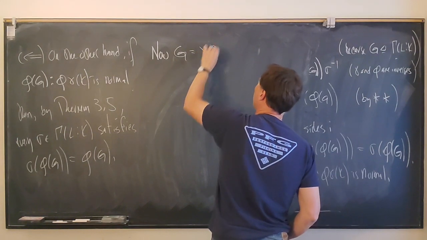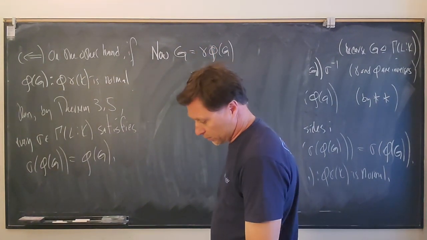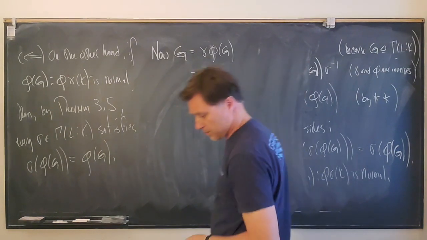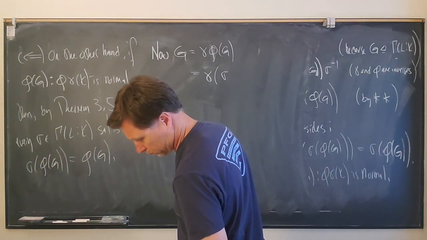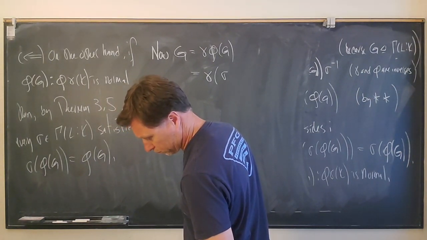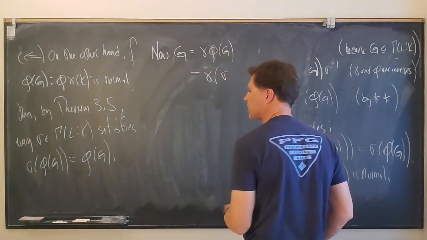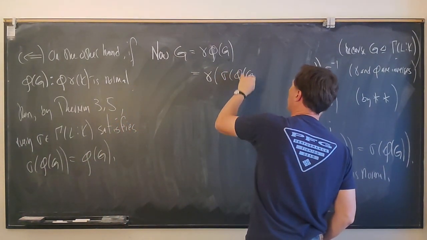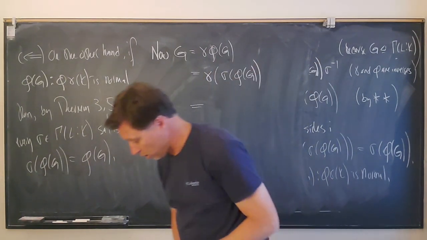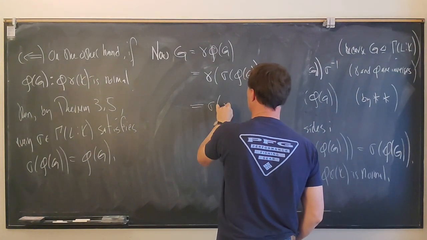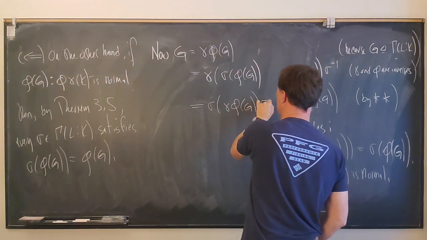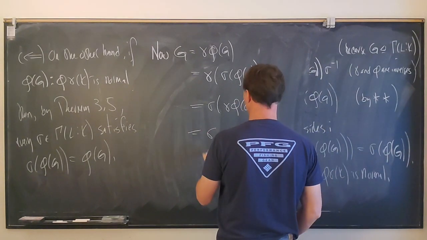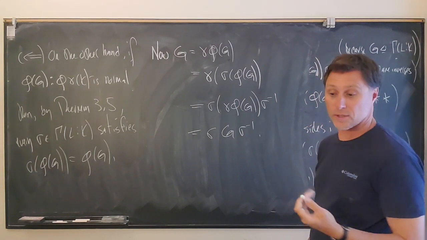So gamma phi of G, which is equal to gamma sigma, right, I'm substituting. Okay, so phi of G is equal to sigma phi of G. So this is going to be sigma phi of G. Now I'm going to apply double star. So this will be sigma gamma phi of G sigma inverse, which is equal to, we've got inverses here, so this is sigma G sigma inverse. All right, so now that tells us that the subgroup is normal.